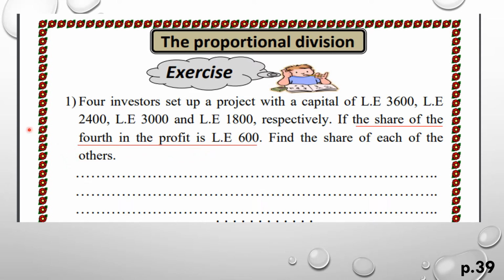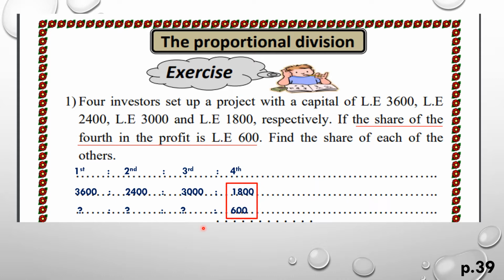How can we solve this type of question? Here we have first to second to third to fourth. By order, let's put the share in the capital, which are 3600, 2400, 3000 and 1800. Here we are going to put the share in the profit of the fourth as it's given, 600. We need to know first, second and third. Now, as usual, our completed column.